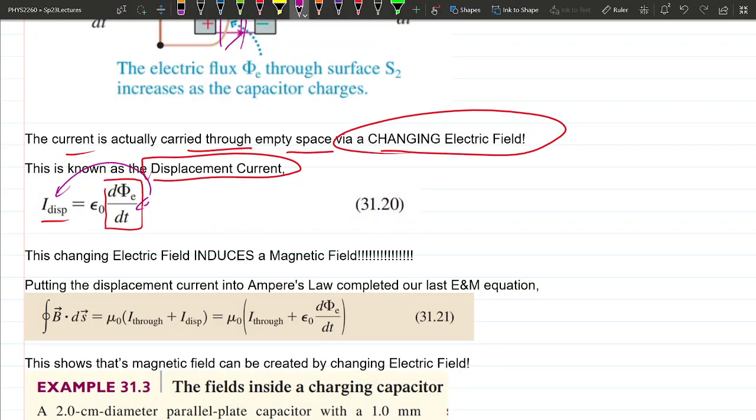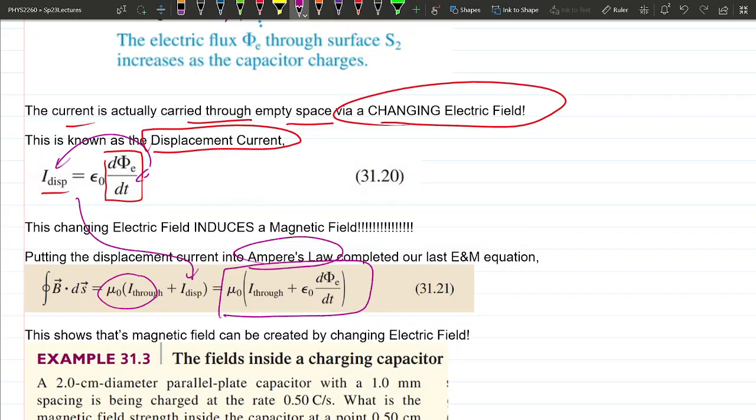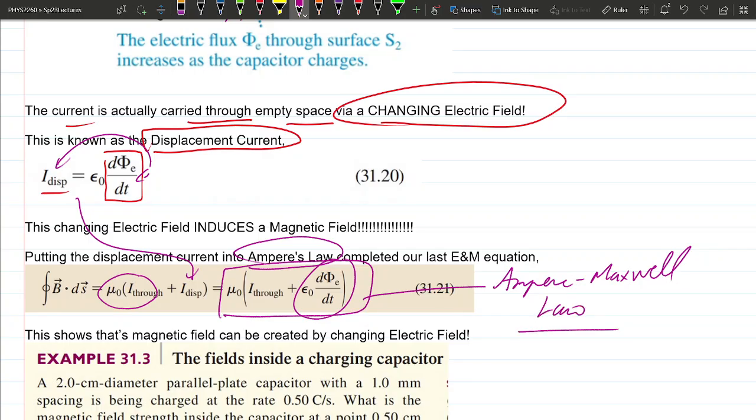So what we need to do is modify Ampere's law. Ampere's law only has this little piece here. What we're going to do is add this displacement current piece to it. And this is going to be the complete set of equations that we can use to do all of electricity and magnetism, and this is known as the Ampere-Maxwell law, because Maxwell is the one that figured out this piece.